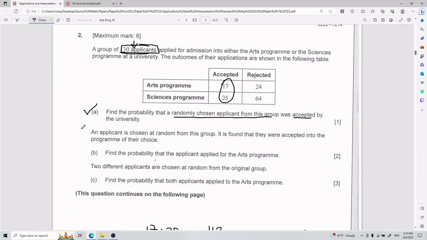Then it gets a little weird. They tell us that an applicant is chosen at random from this group, and it is found that they were accepted into the program of their choice. So for part B, we need to find the probability that the applicant applied for the arts program. Now, the hardest part about probability is thinking how to approach the problem. Initially, we had an applicant chosen at random from the group for part A and was accepted. Here, we have that someone was chosen from the group and they were also accepted. And we need to find the probability that of these guys that were accepted, they applied to the arts program.